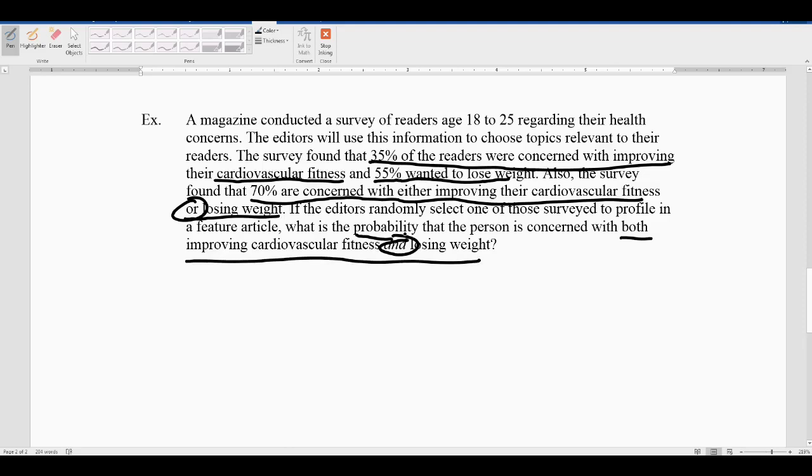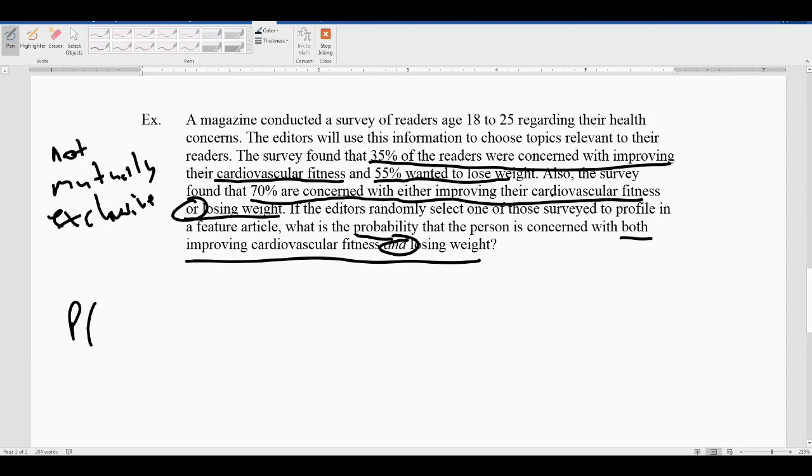So what formula do we know that has or and an and in it? And furthermore, if you look at these percentages, if you take the 35 plus 55 plus 70, that's way bigger than 100%. There's some overlap going on here. A lot of overlap. That's what we're actually trying to find, the overlap. So these are not mutually exclusive. And sometimes you can see that with the percentages if you try to add them all up.